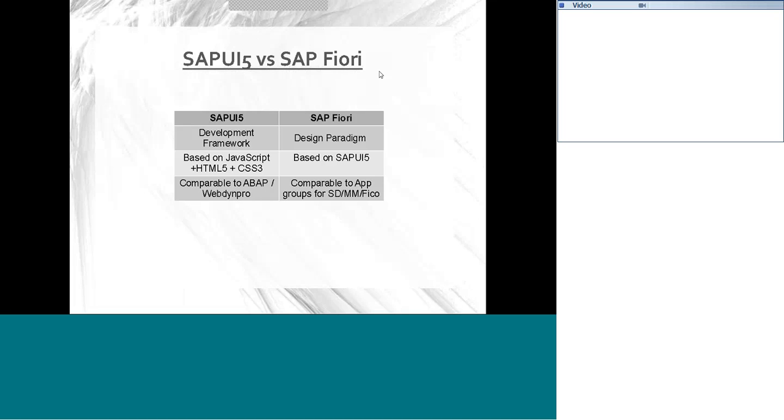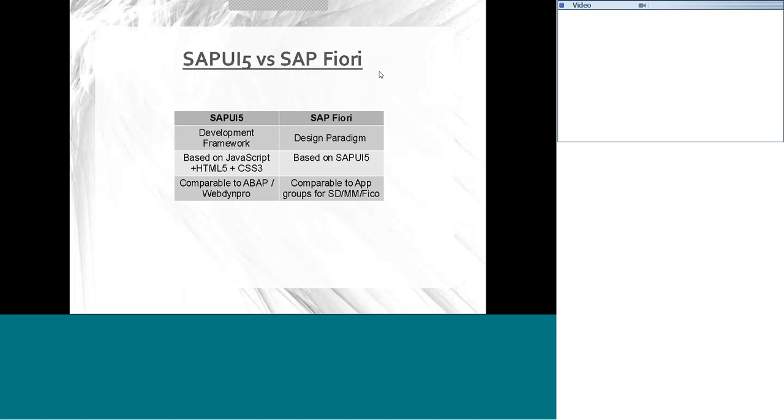SAP UI5 is a framework of JavaScript, HTML, and CSS. SAP Fiori is a design paradigm plus the framework that's called SAP UI5. So SAP Fiori is a bigger set which encompasses SAP UI5. SAP UI5 plus design paradigm is SAP Fiori. So anyone who says SAP UI5 is different from SAP Fiori, I really doubt that person's depth of knowledge on SAP UI5 and SAP Fiori.